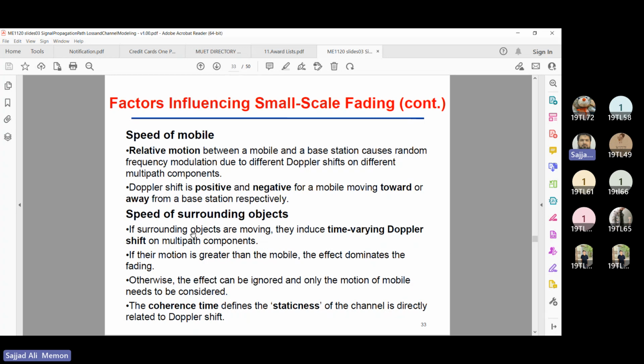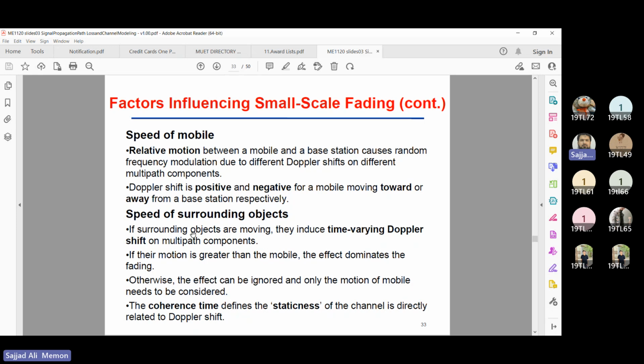If the surrounding objects are moving, they also induce time varying Doppler shift on multi-path components. Means if a signal is reflecting from an object that is moving, maybe a car, and that car is moving at a relatively high speed, then that will induce time varying Doppler shift on the multi-path components.